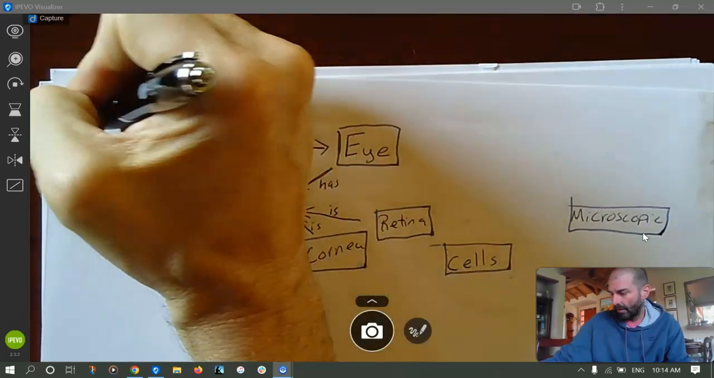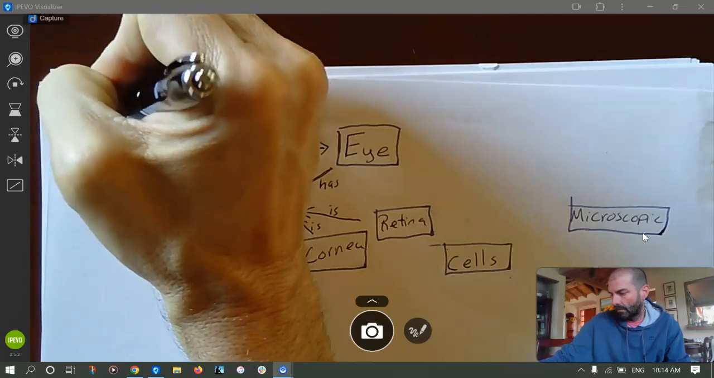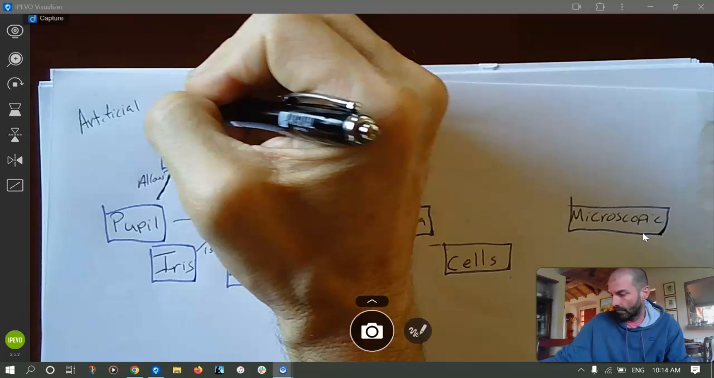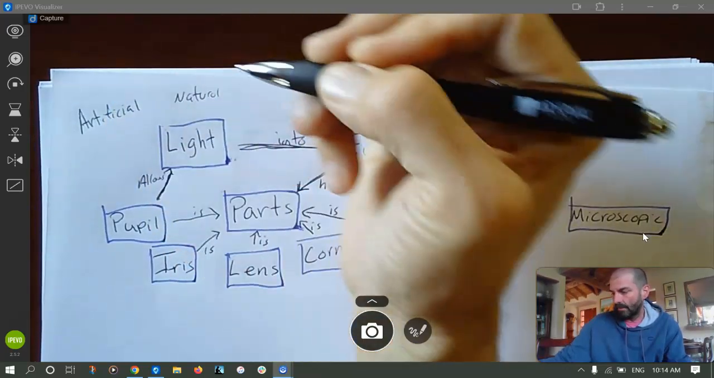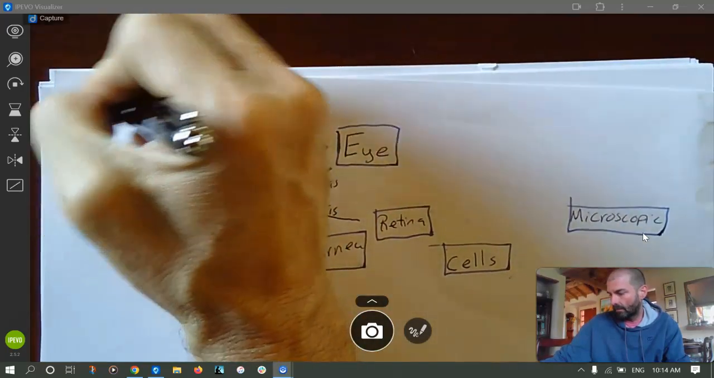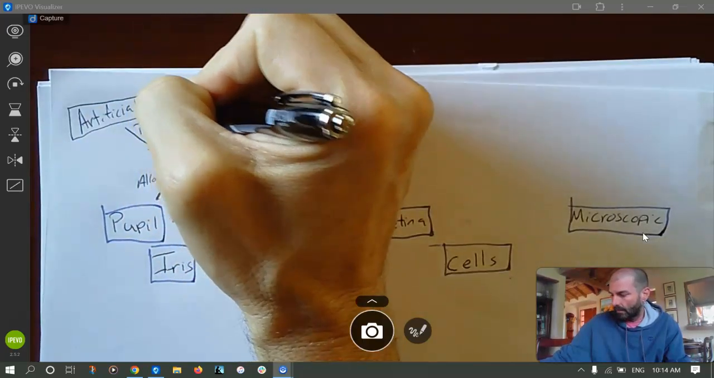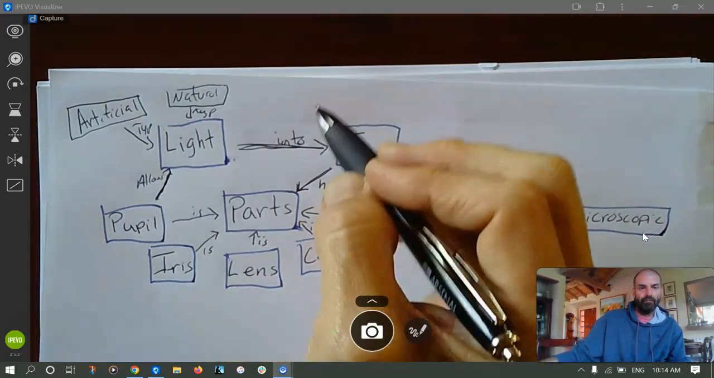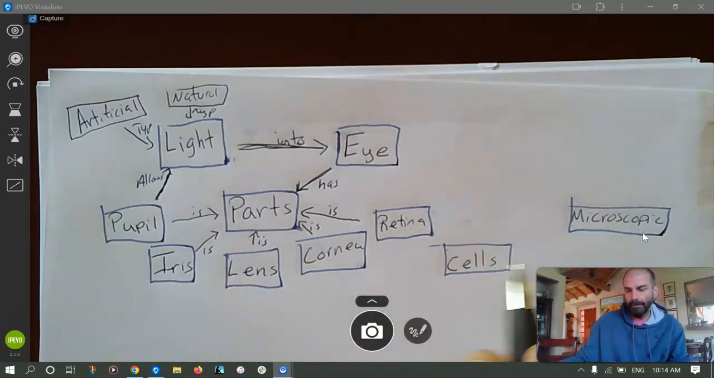And then we also talked about artificial and natural. So these are types of light, right? So maybe this is a type. This is a type of light. Okay, so now I have different things. This is a totally different topic than down here, and that's fine.